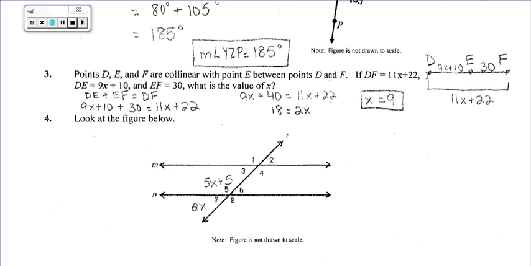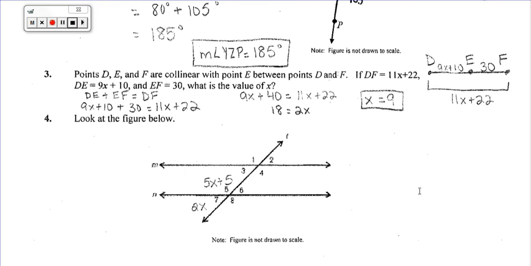And now we have 9x plus 10 plus 30 will equal 11x plus 22. That's the equation that's written here. And then we just have to solve for x. So after we solve for x, we get x is equal to 9, and the problem is finished. Don't forget to read carefully. So for example, if I had said, what is DF, you would have had to plug 9 back into the equation to solve.